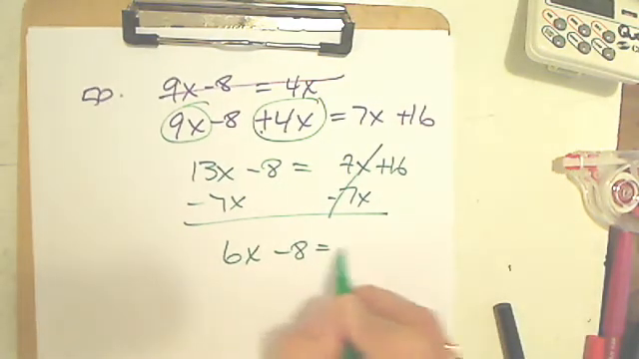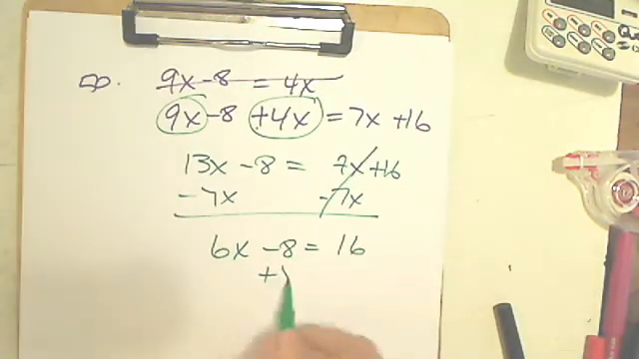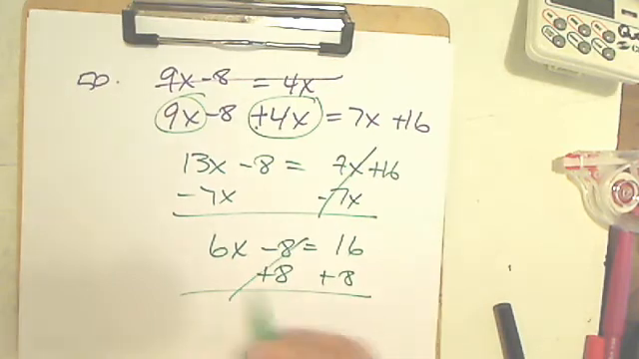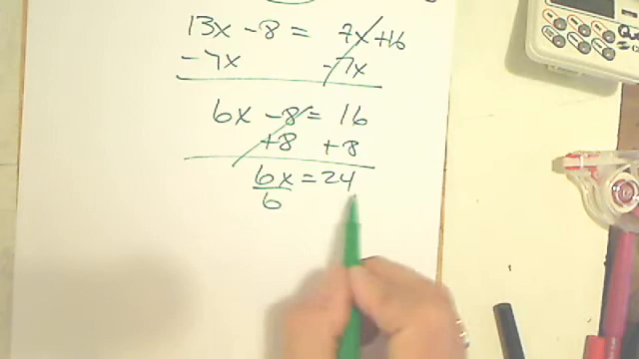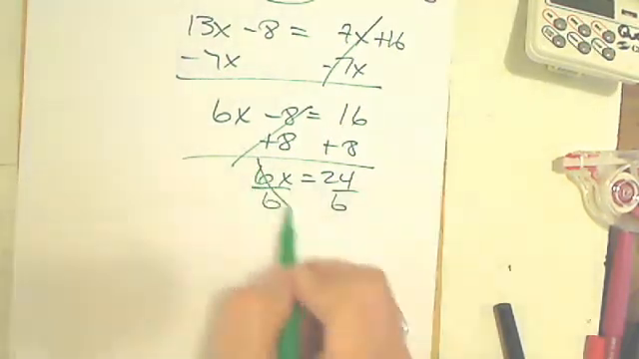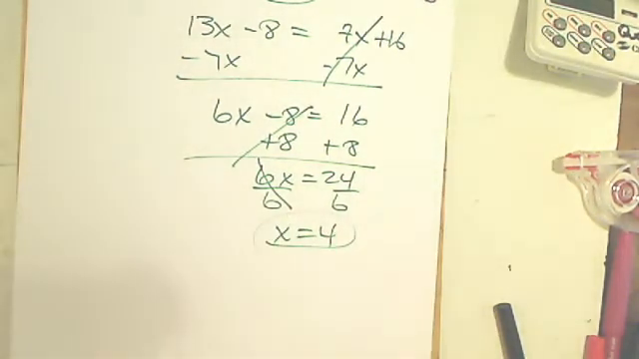6x minus 8 is 16. To balance it out, you get 24. 24 here, and then you divide by 6. Becomes x equals 4.